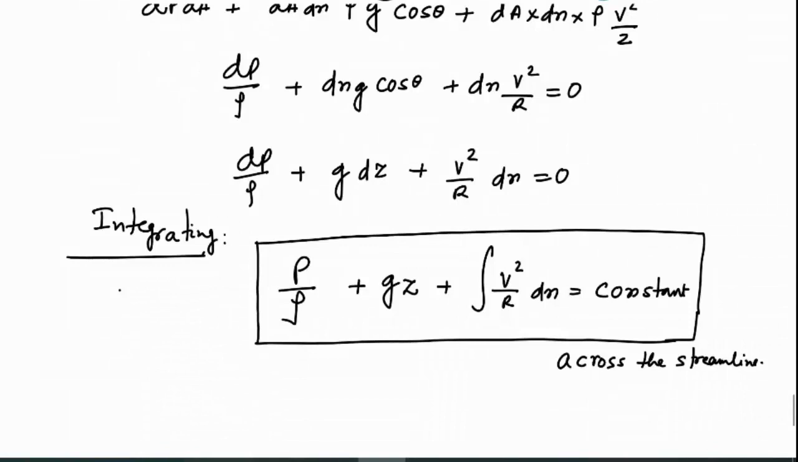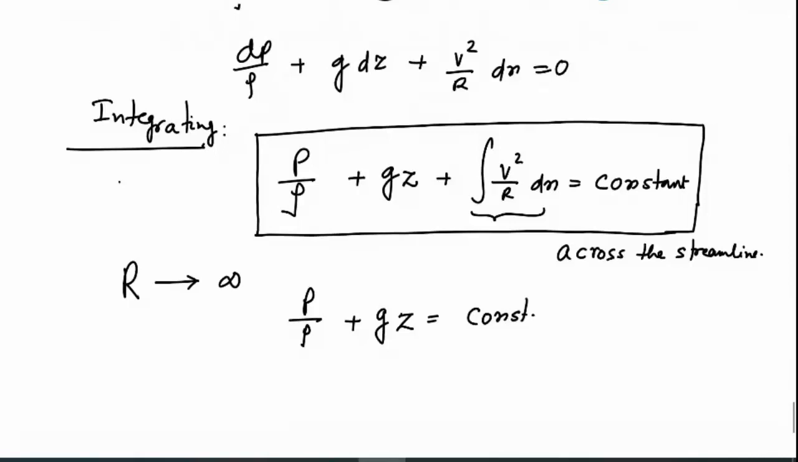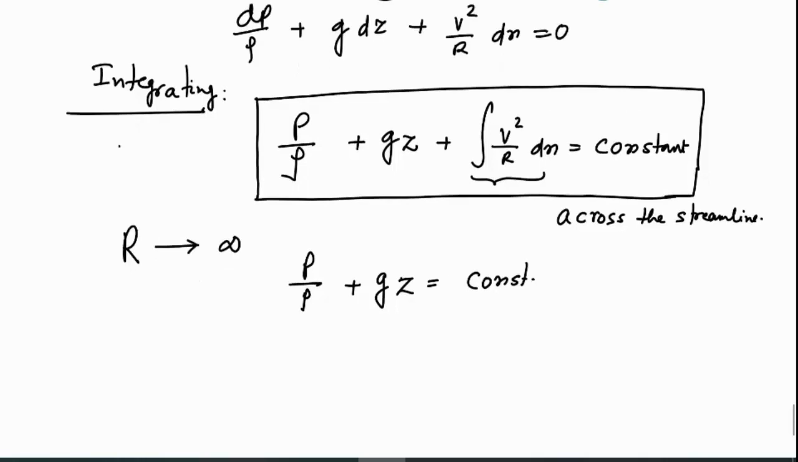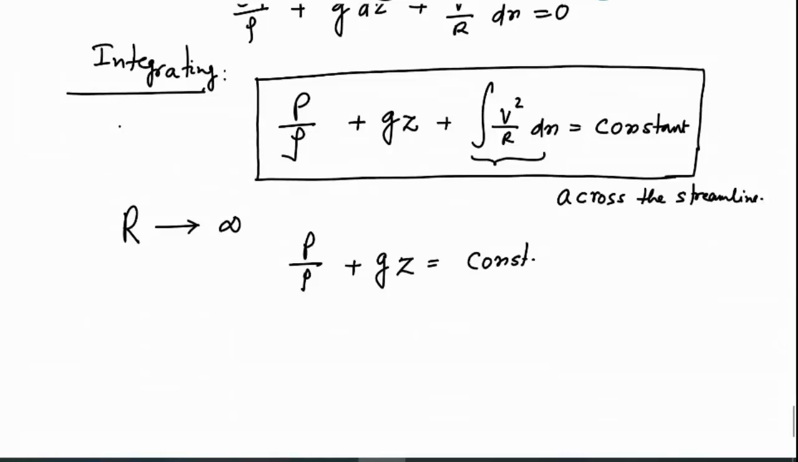Now what if r is equal to a very large value, that is, if r tends to infinity? In that case this term will be 0. So you will have p by rho plus g z is equal to constant. So this is basically flow along a straight line, because r is infinite, this means this is a straight line. So this is a case of flow along a straight line.